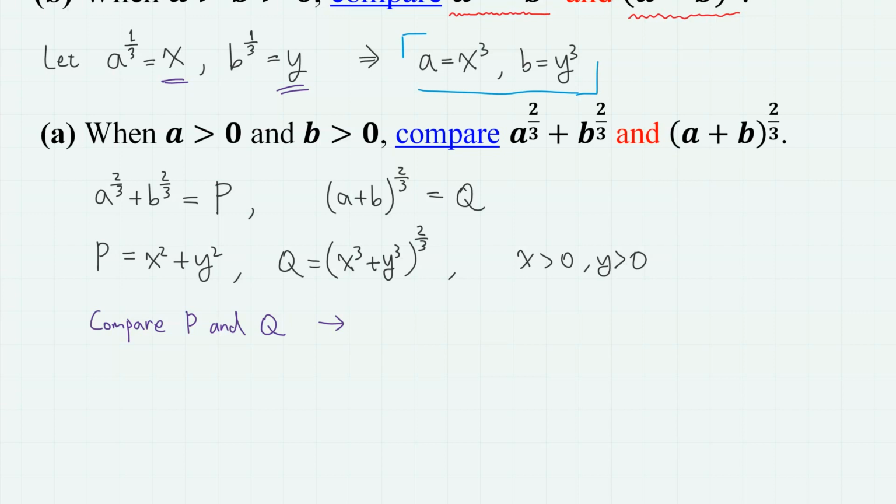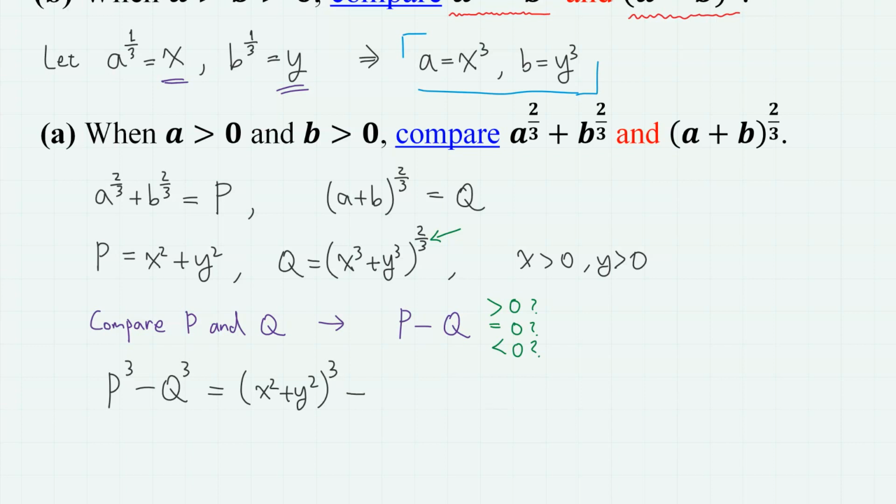In order to compare two numbers, we need to calculate p minus q and check whether it is positive, 0 or negative. But determining that is still not easy due to the still existing fractional power 2/3 here. So instead, we calculate p cubed minus q cubed because that will eliminate the fractional powers entirely. Specifically, it gives x squared plus y squared cubed minus, and q cubed is x cubed plus y cubed squared. So we don't have fractional powers anymore.